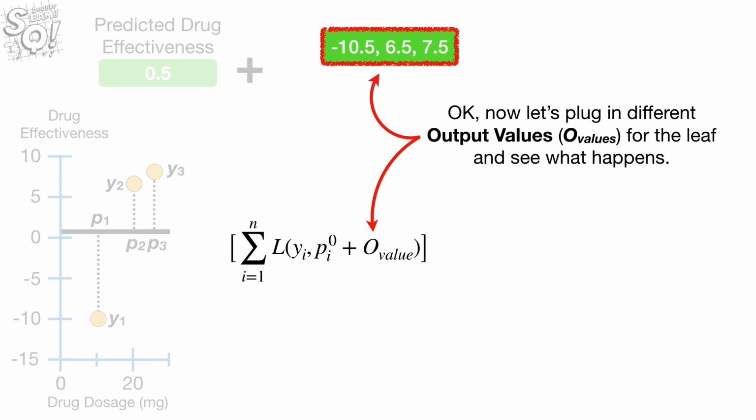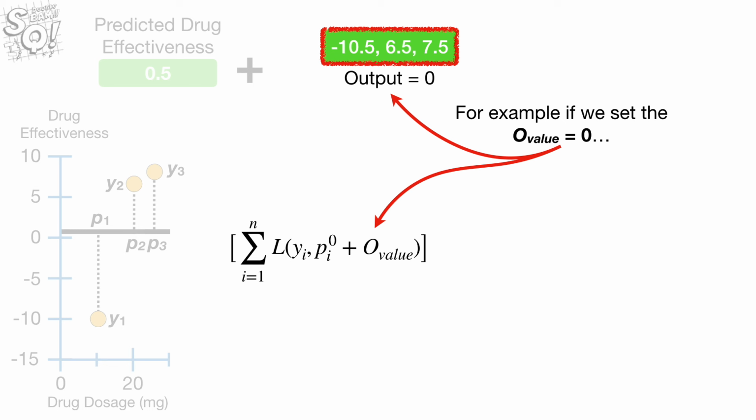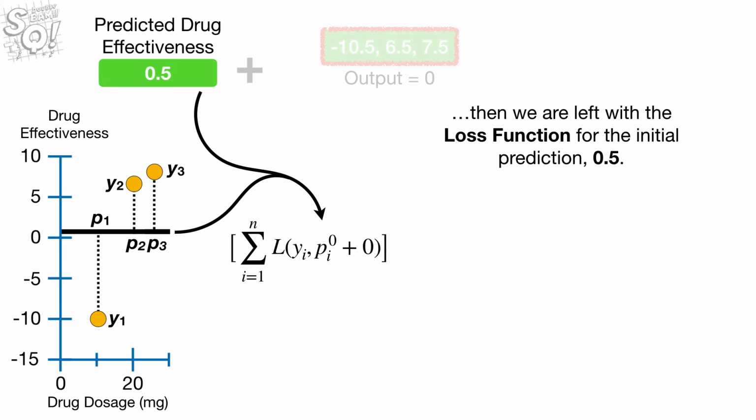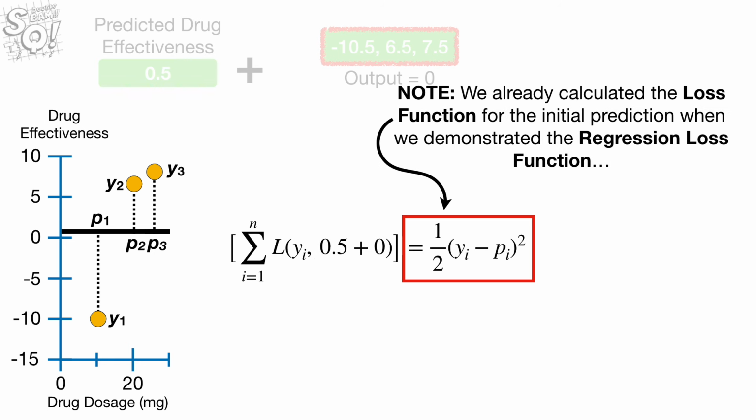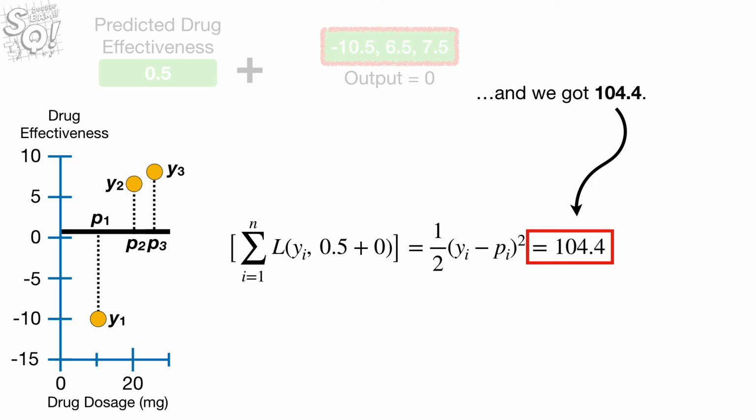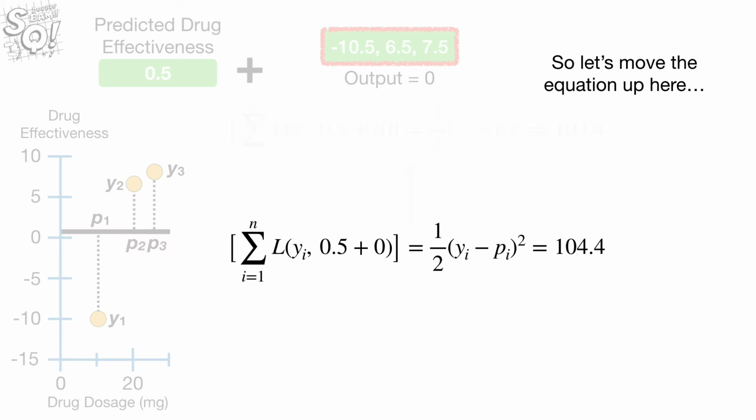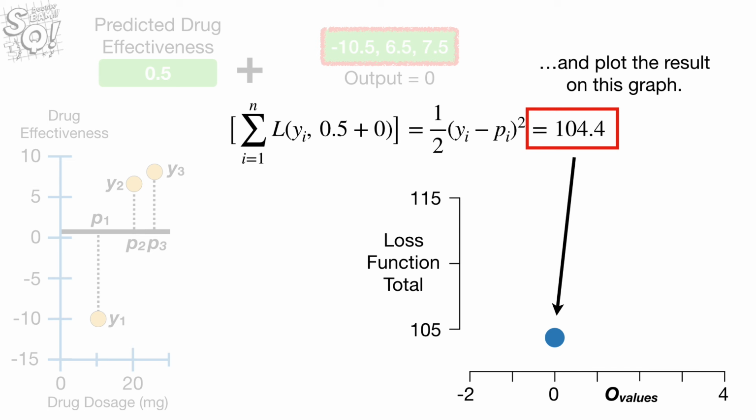Okay, now let's plug in different output values for the leaf and see what happens. For example, if we set the output value equal to 0, then we are left with the loss function for the initial prediction, 0.5. Note, we already calculated the loss function for the initial prediction when we demonstrated the regression loss function. And we got 104.4. So let's move the equation up here and plot the result on this graph.